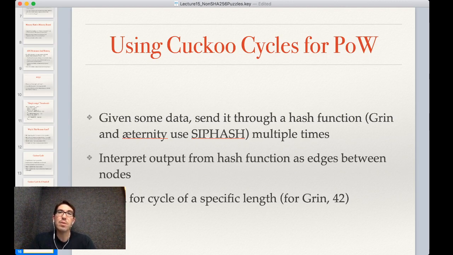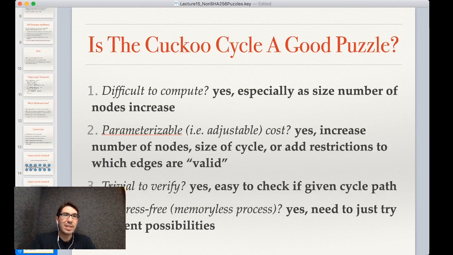Once again, these bipartite graphs are going to be very huge, with millions of edges and millions of nodes, so storing them in memory is really the most efficient way to do this. And if we're depending on memory, we are in some sense ASIC resistant. So again, resistant, not ASIC proof.